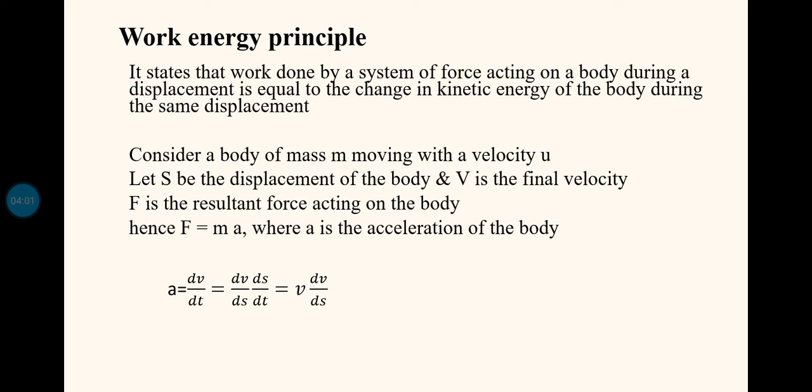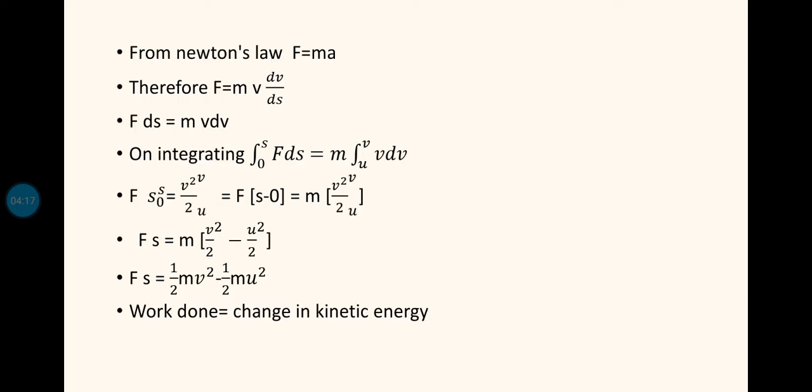So dv by dt equal to dv by ds into ds by dt. But we know that ds by dt is nothing but rate of change of displacement, or displacement by time, that is velocity. So this can be written as v into dv by ds. So acceleration is written as v into dv by ds.